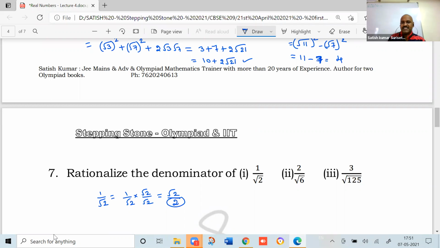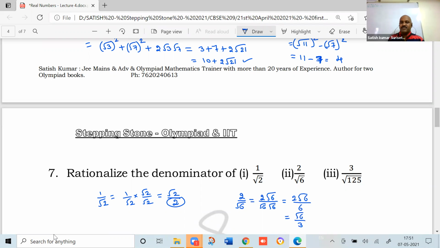Next. Tell me for the second one: 2 upon √6. Sir, is it 2√6 by 6? Correct. Is it possible to simplify further? So 2√6 upon √6 into √6, which is 6. Now, is it simplifiable further? You can cancel the common factor 2. So then what I'll get is √6 upon 3, because 6 is written as 2 into 3, so 2 gets cancelled.